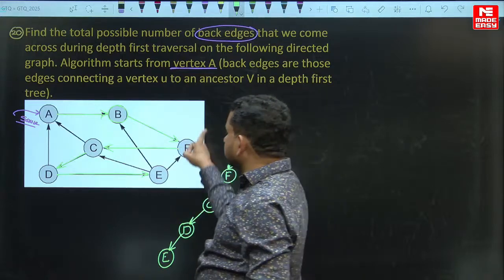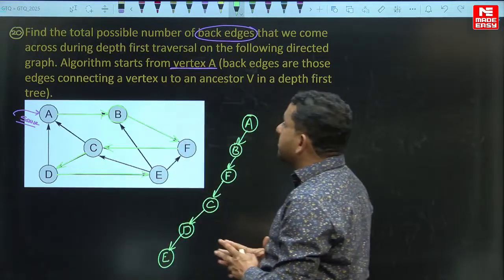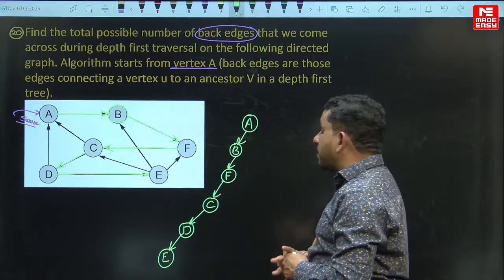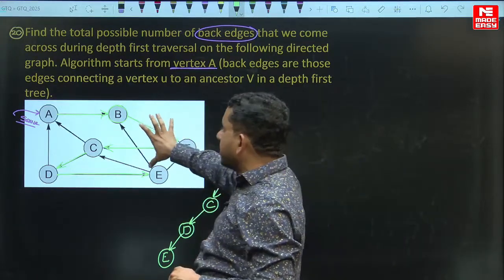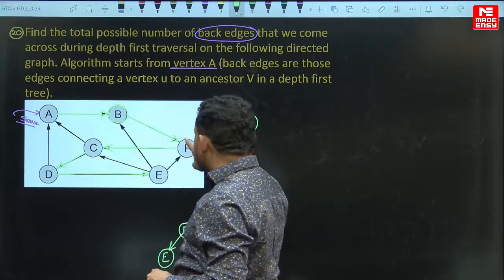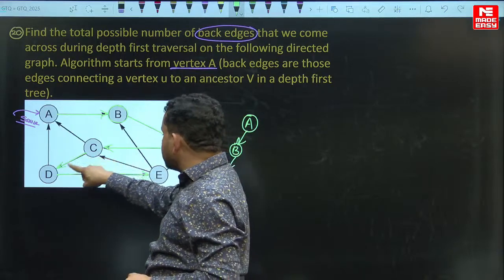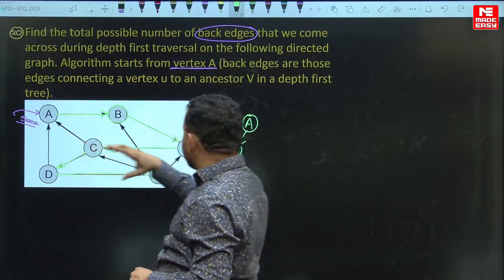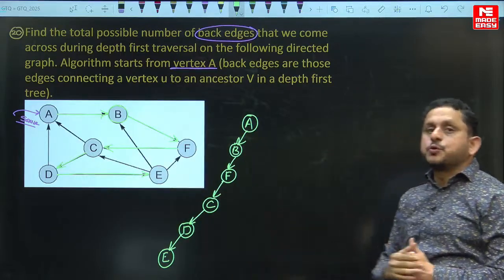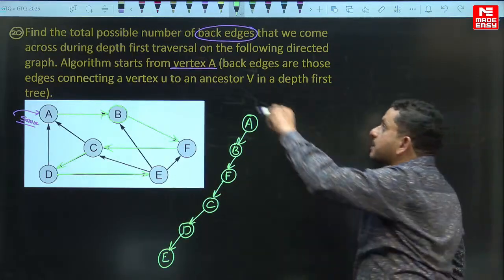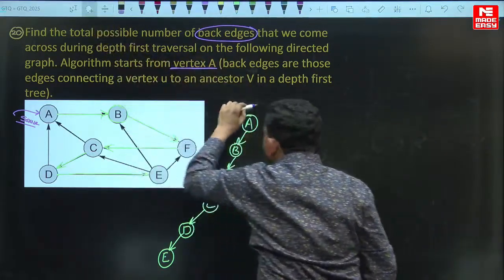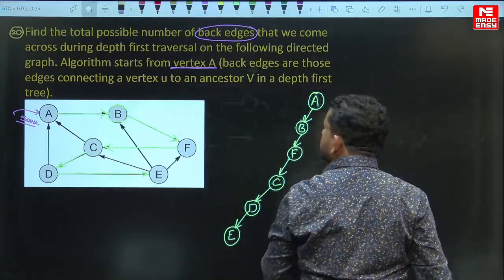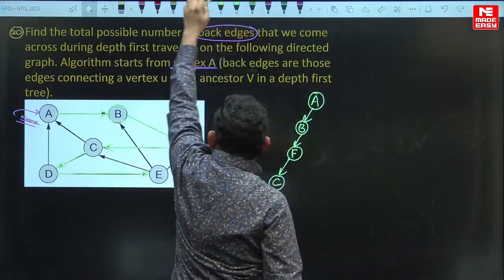So it becomes a skew tree because, okay, there is a Hamiltonian path, or a Hamiltonian cycle, in the graph. If there is a Hamiltonian cycle or path in the graph, then the DFS tree becomes a skew tree. Okay, so the DFS tree becomes a skew tree here. Now see what the remaining edges of the graph are.